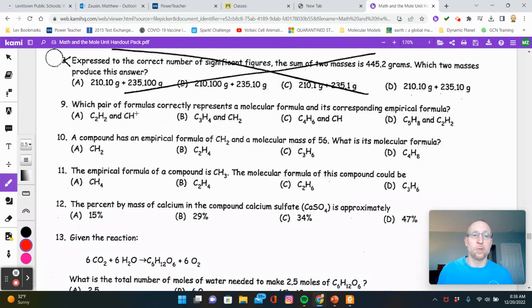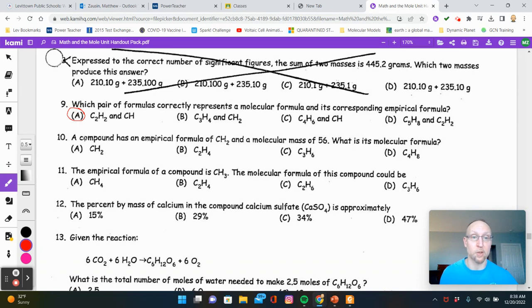Number 9. Which pair of formulas correctly represents a molecular formula and its corresponding empirical? Remember, the empirical is the simplest whole number ratio. So you're just looking for which formula can be reduced to the other formula. Choice A, 2 to 2, does reduce to 1 to 1, because 2 and 2 are divisible by 2. So that's our answer.